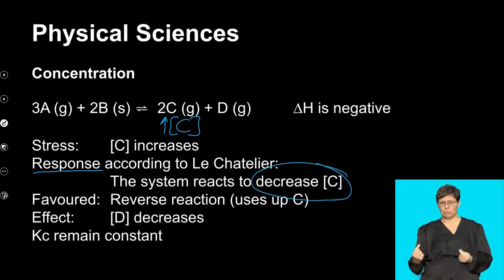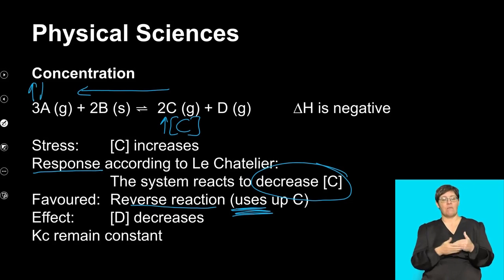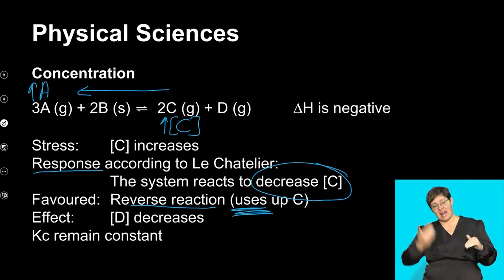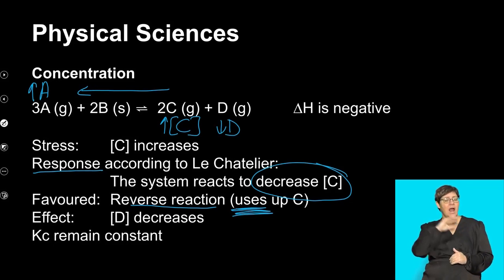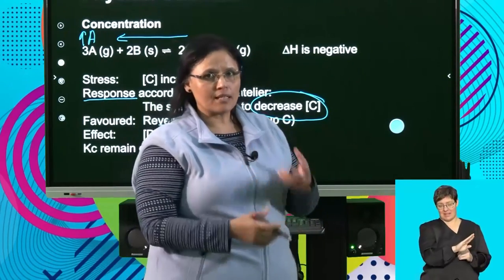How will the system do that? Whenever you want to decrease a concentration, you need to use up some of that substance. So if we want to use some of C, then it basically means that we will favor the reverse reaction. And when the reverse reaction is favored, it means after equilibrium we will have more of A and we will have less of D. Why do we have less of D? Because when we had to use up C, we needed to use D to make A and B. So please keep that in mind.